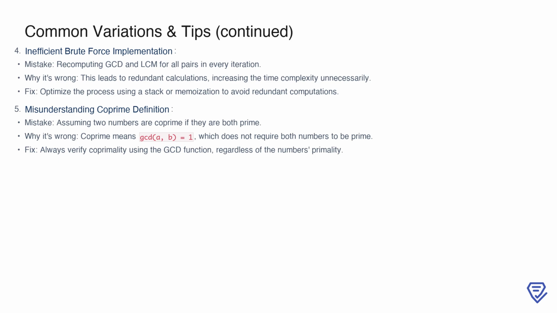Additionally, there's a common misunderstanding about the definition of coprime numbers. Some assume two numbers are coprime if they are both prime, but that's not true. Coprimality means the greatest common divisor, or GCD, of the two numbers is 1. This holds regardless of whether the numbers themselves are prime or not. Always use the GCD function to verify coprimality, rather than relying on assumptions about the numbers' primality.